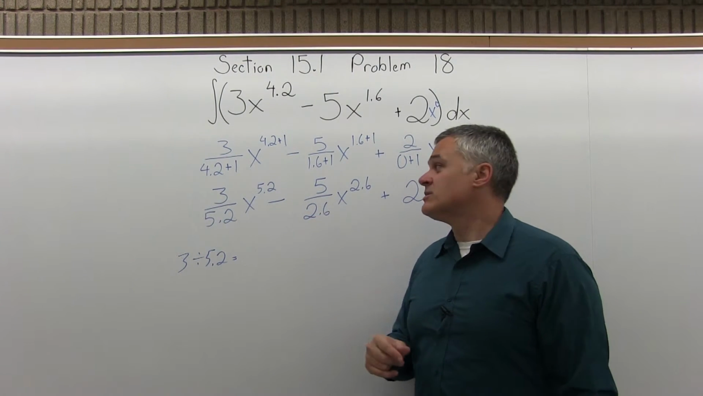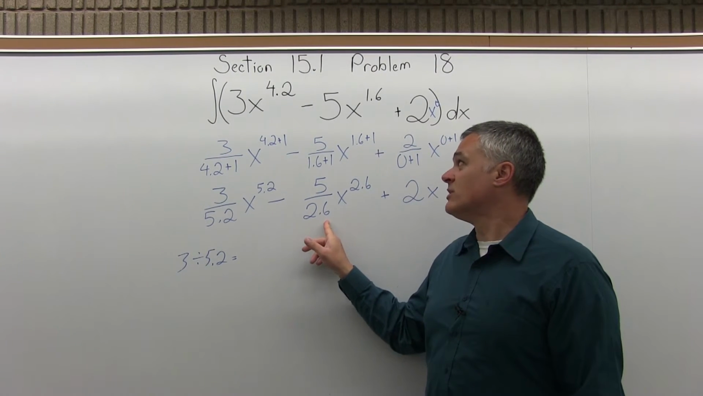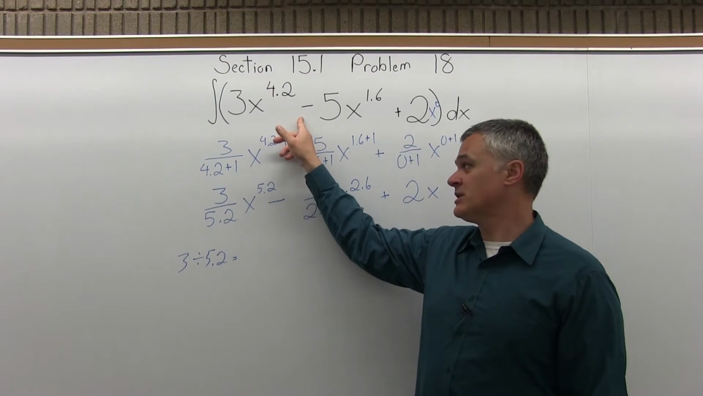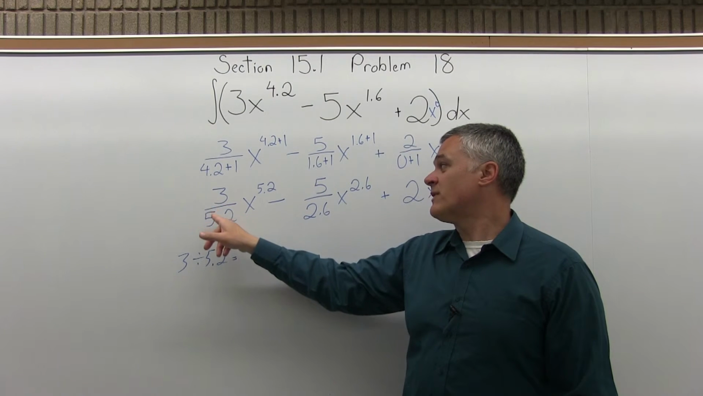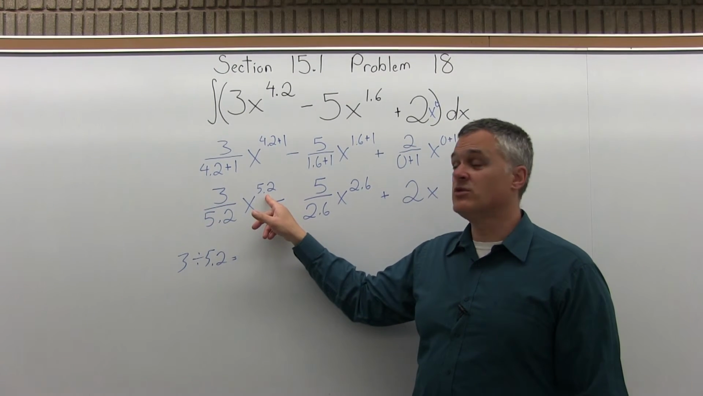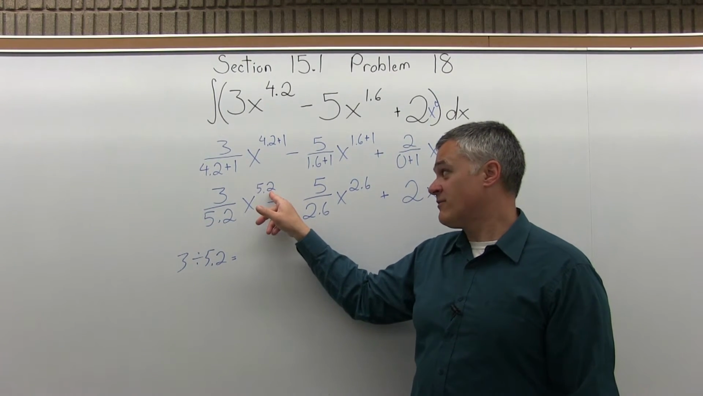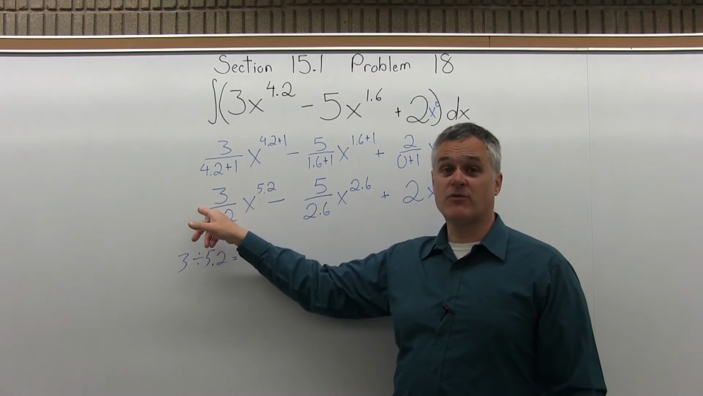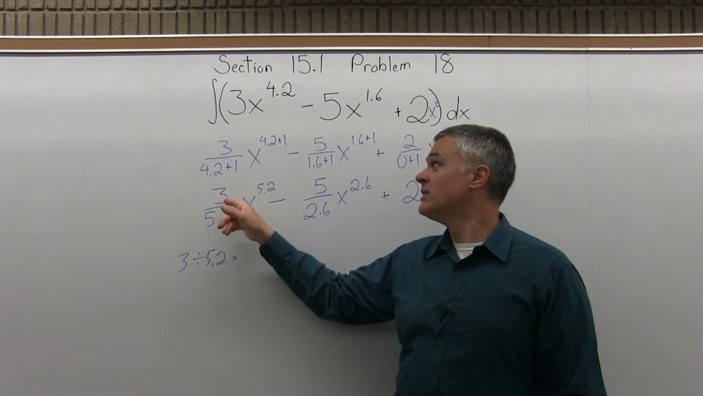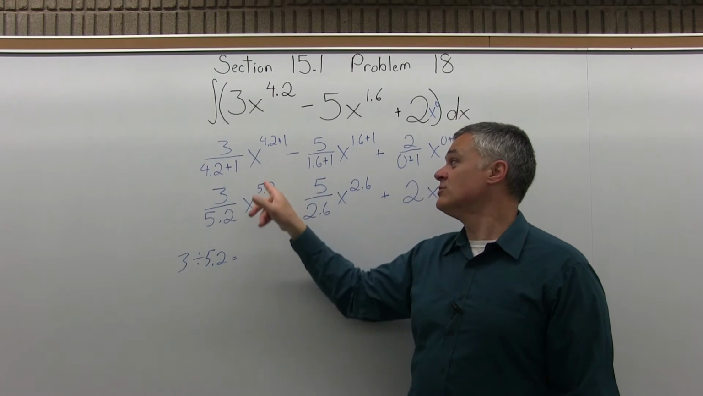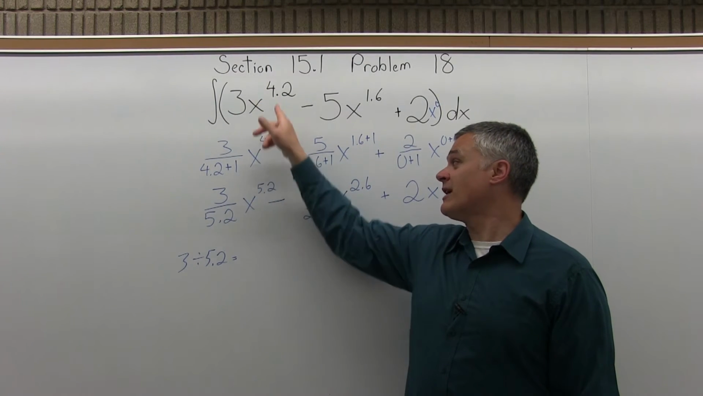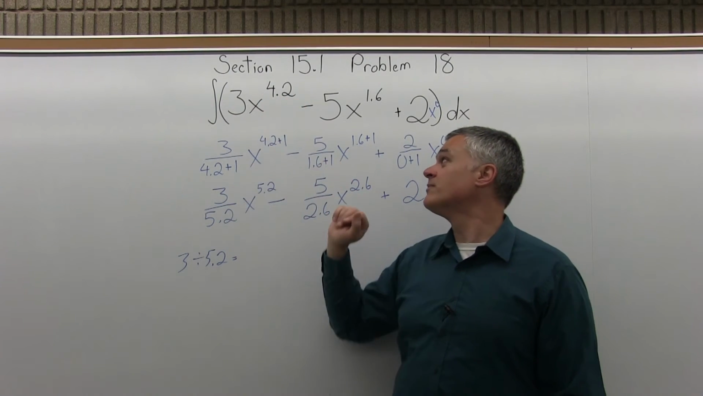And you can check it. This one checks out easy enough. If you want to take the derivative, you'll get back to the original question. So the first piece, 3 over 5.2x to the 5.2, if you do the derivative, the exponent of 5.2 comes down times 3 over 5.2. The 5.2's cancel, giving you a 3 in front, x to 1 less power, the 4.2. The 5.2 would drop to a 4.2.